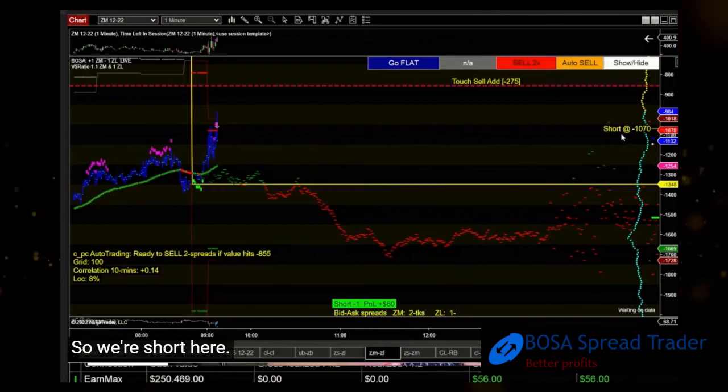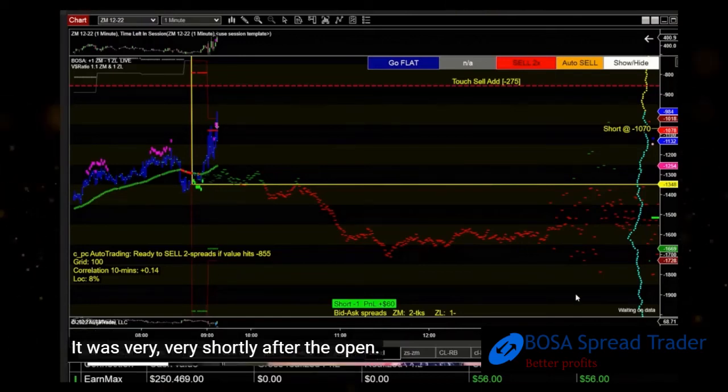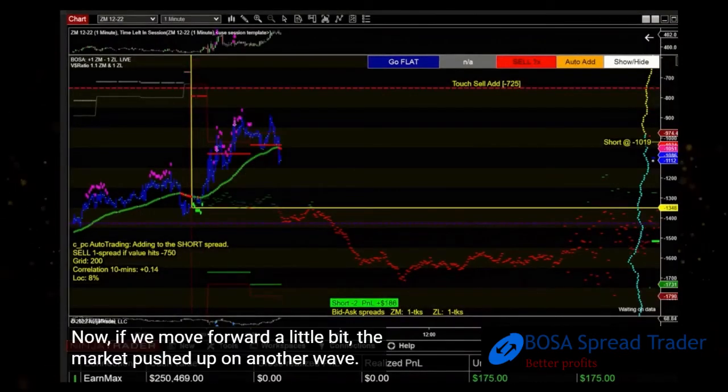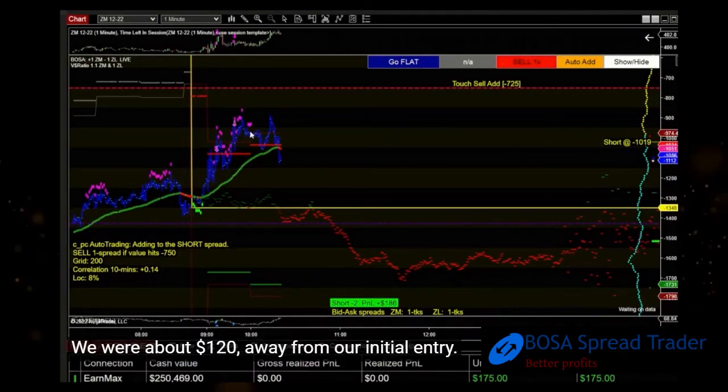So we're short here. This is early in the day. This is probably about 9:30, when the market opens. It was very, very shortly after the open. Now, if we move forward a little bit, the market pushed up on another wave. So we went up, I got short. It went up again, and I decided to enter again. We were about $120 away from our initial entry.